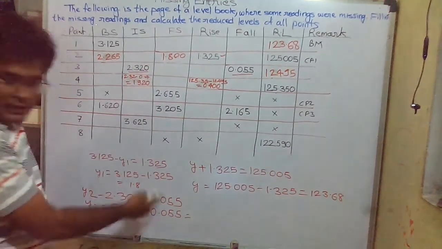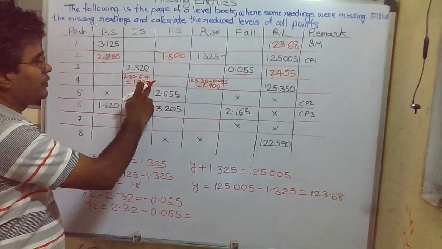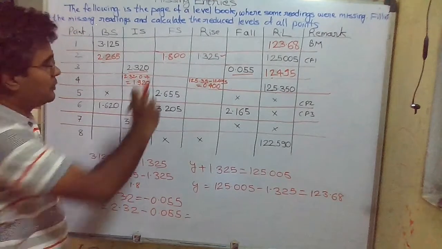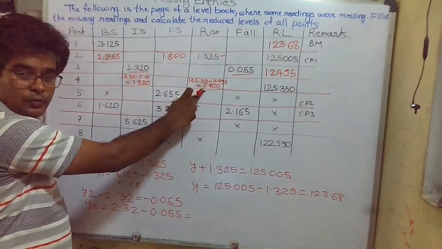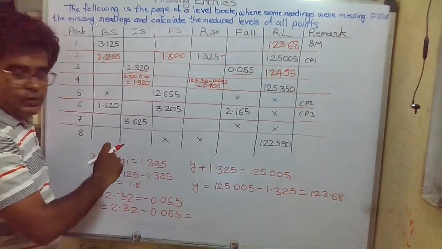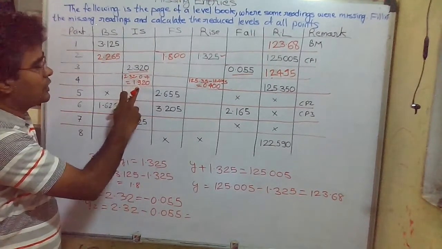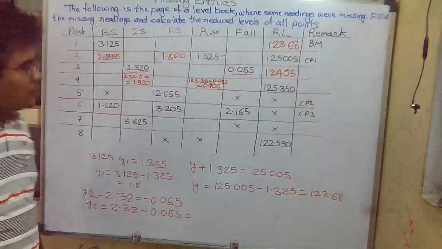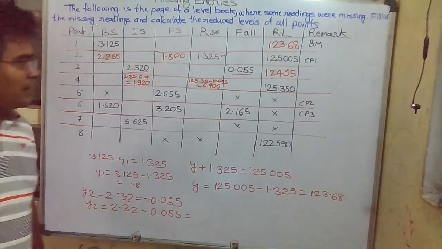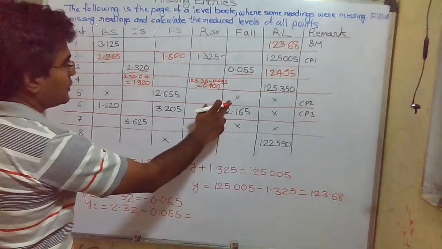I have done some sample calculations before. You can do it like that also, or we can simply say the difference between these two points is 0.4. So to get this point, we have to subtract 0.4 from this point, and after calculating, we just check: 2.32 minus 1.92, we are getting 0.4. So our calculation is right. Next we have to calculate this fall.